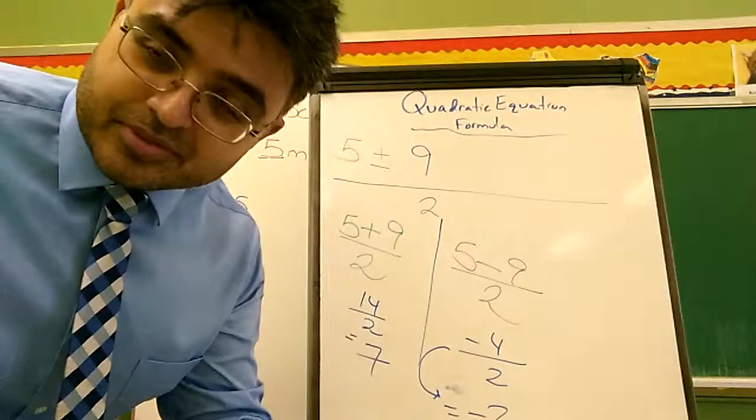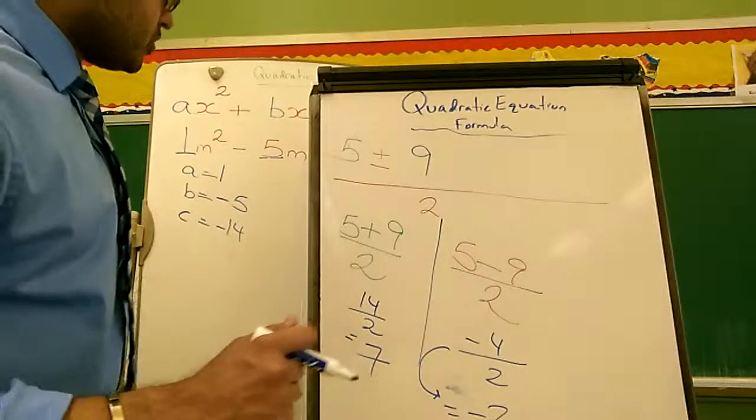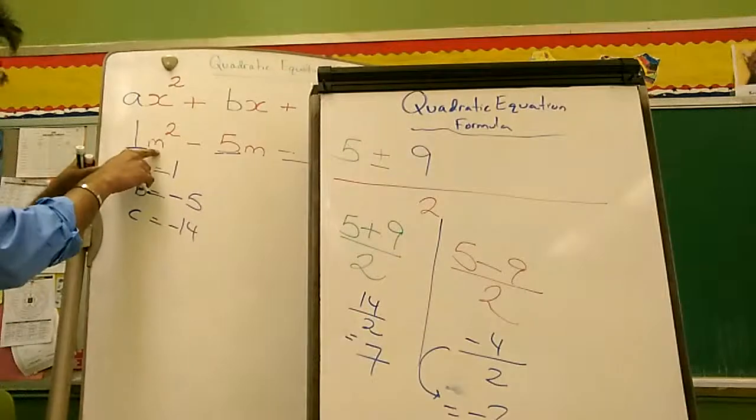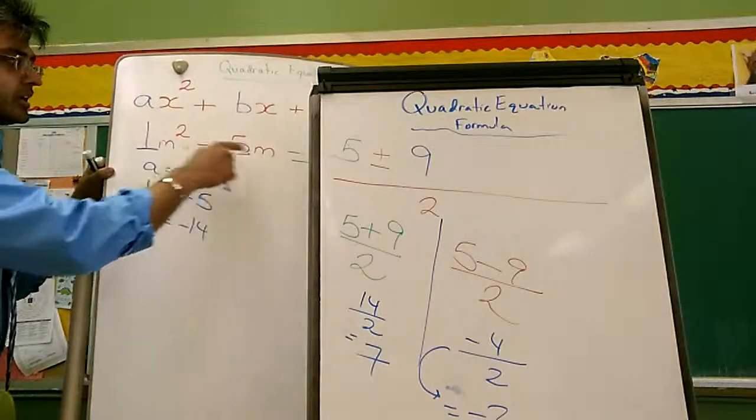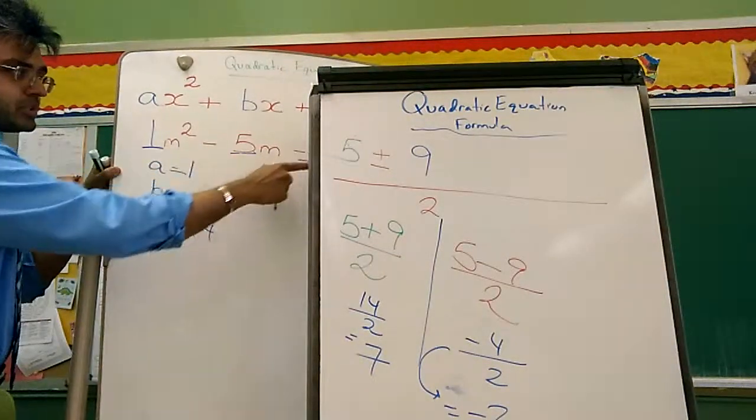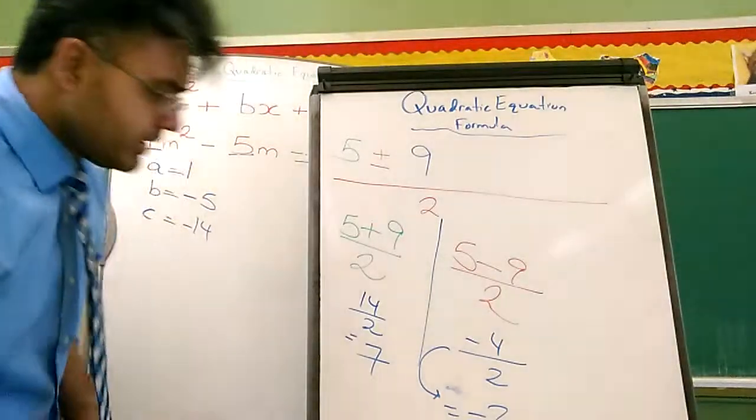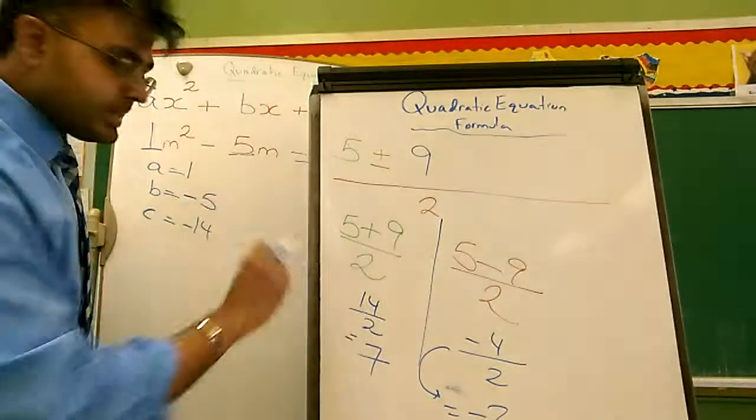And there we go, guys. We've done it. We found the answer. What is m equal to in order to get m squared minus 5m minus 14 equals 0? M is equal to, I'm going to write the answer right over here.